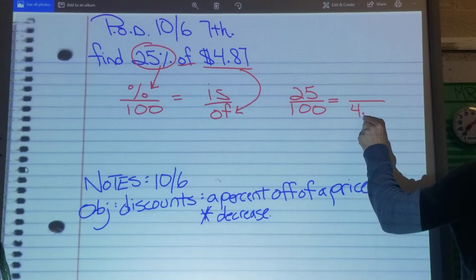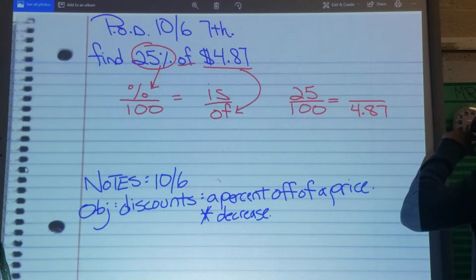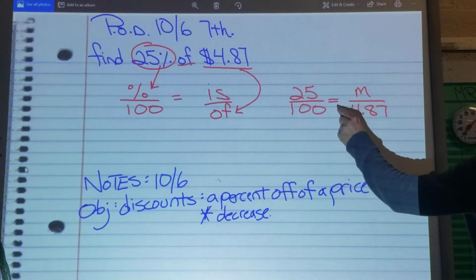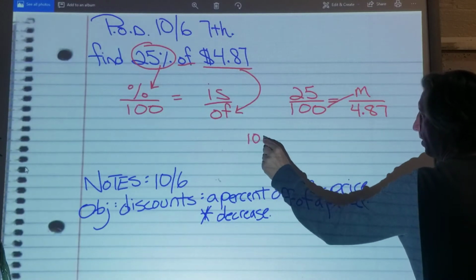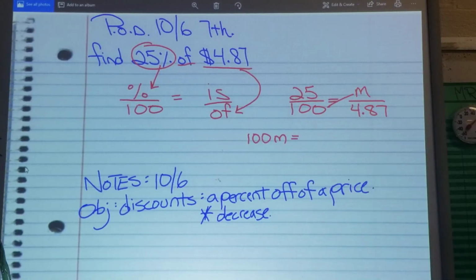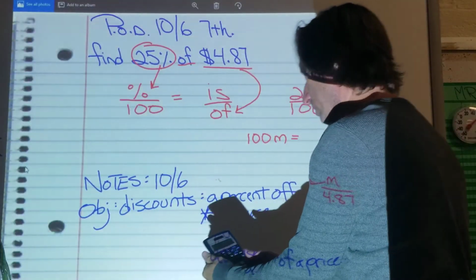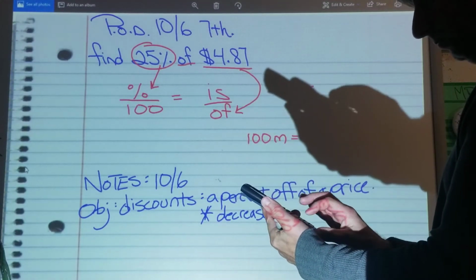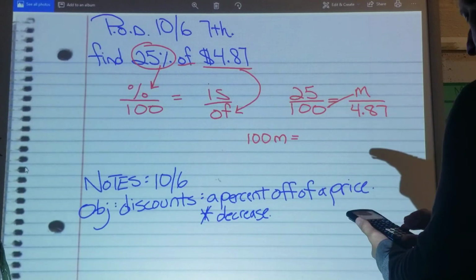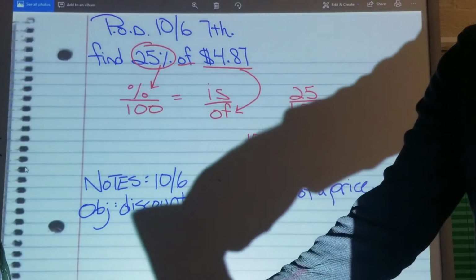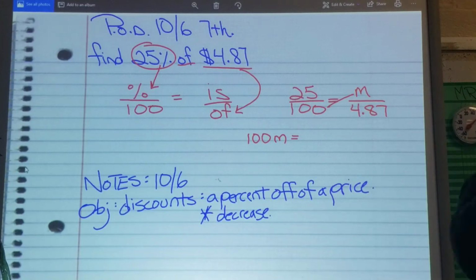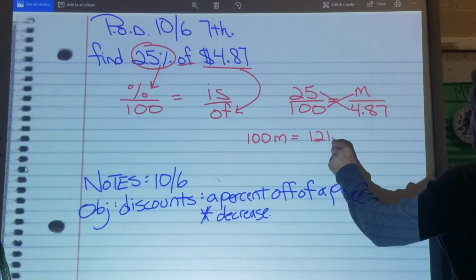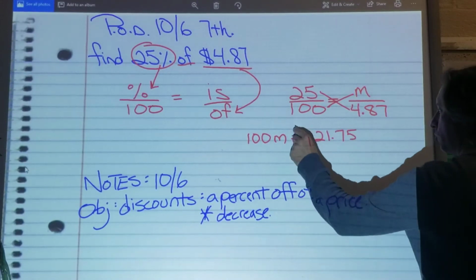And $4.87 over here. And we don't know what goes here. I'll put an M for money since we're talking about money. So we cross multiply. 100 times M is 100M. And then 25 times 487. I'm going to use my calculator. If you don't have a calculator today, you will need one. $4.87 times 25. I got 121.75. And then we draw our line.